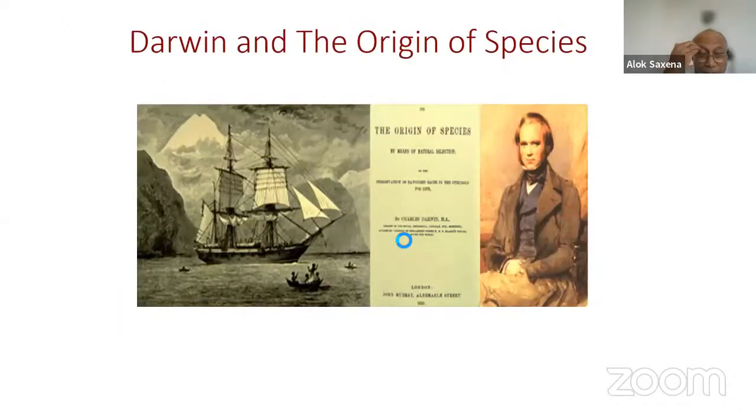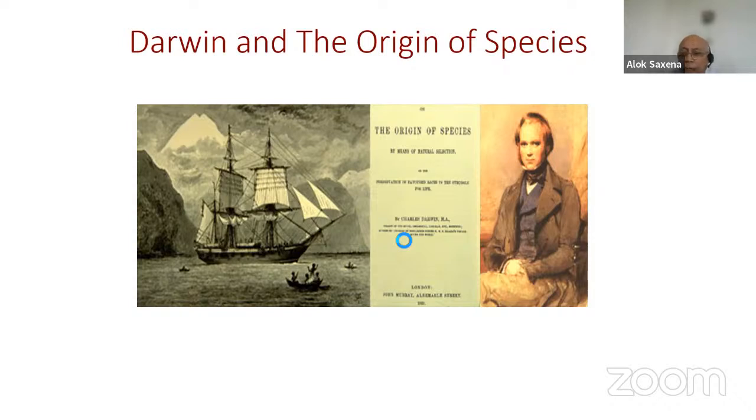Now normally I take a little time on Darwin, but since we have limited time, I will not speak much about Darwin. But you will be surprised that Darwin stayed in the Galapagos Islands only for 5 weeks. And he developed that theory of evolution, the origin of species, because he could see a lot of things there which at that time he could not understand.